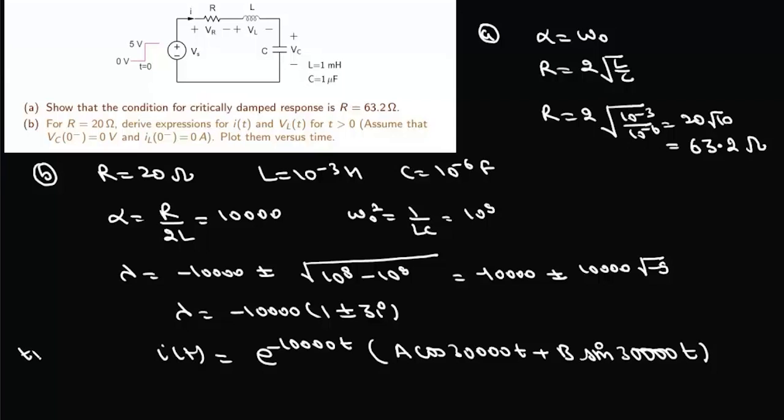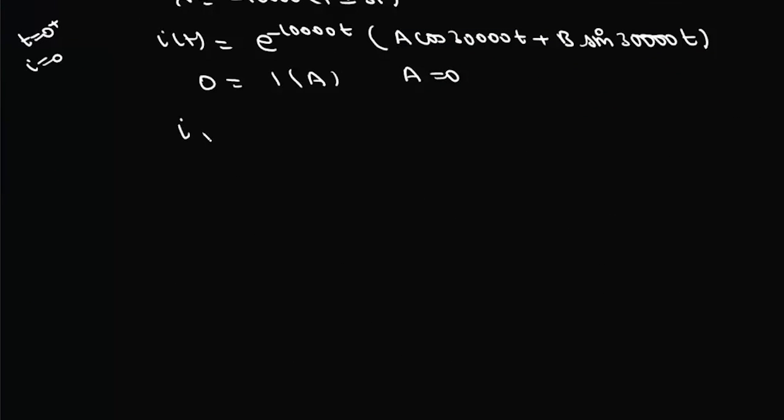Now we know that at t equals 0 positive, I is 0, and if we put I as 0, this is 1, this is A. So basically we'll get A equals 0. So here I will be e to the power minus 10,000 t b sin 30,000 t.